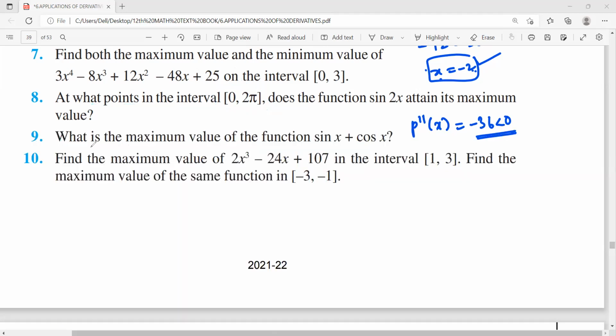So then what is the maximum value of the function? Okay, 10th question. Find the maximum in the interval and also find the maximum value of the same function in this interval. That means 2 questions. See, the maximum value of the function in this interval you need to find. This is 1 question, separate. Find the maximum value of the same function in this interval.